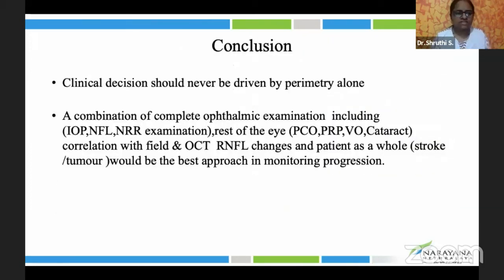So I conclude my presentation by saying that clinical decisions should never be driven by perimetry alone. A complete ophthalmic examination, including IOP, nerve fiber layer defects, neuroretinal rim examination, and the presence of disc hemorrhage, has to be documented. The rest of the eye also has to be examined for other clinical details which contribute to progressed fields, like PCO, presence of panretinal photocoagulation, vein occlusion, or cataract. We have to correlate with the field and OCT RNFL changes and see the patient as a whole, as stroke, tumor or compression defects may contribute to the field changes, which may not be true progression. That would be the best approach in monitoring progression.